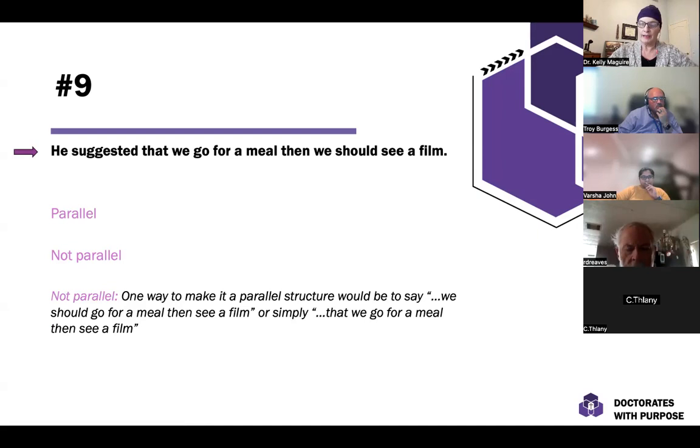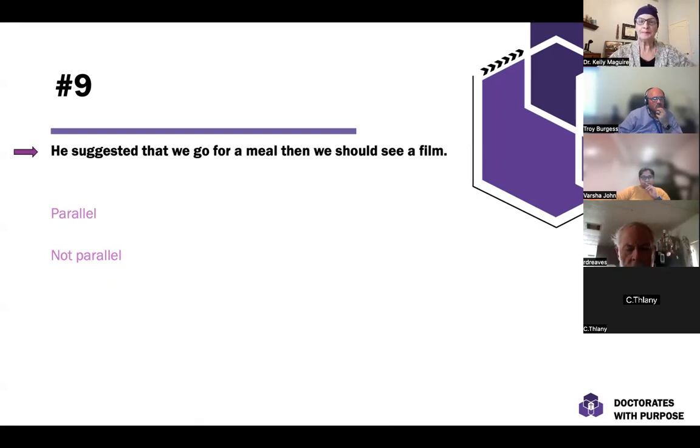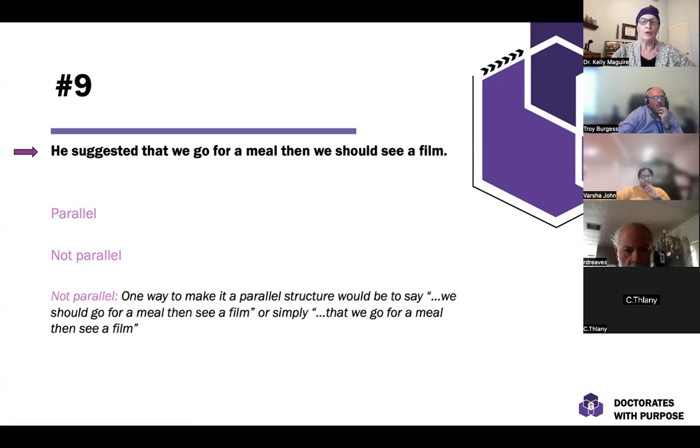All right, who wants to give it a try? I should back that up. Who wants to fix it for me? He suggests that we go for a meal and then see a film. Then see a film. Okay. Any other option? I'll show you what I got. He suggested that we go for a meal, then see a film. There you go.